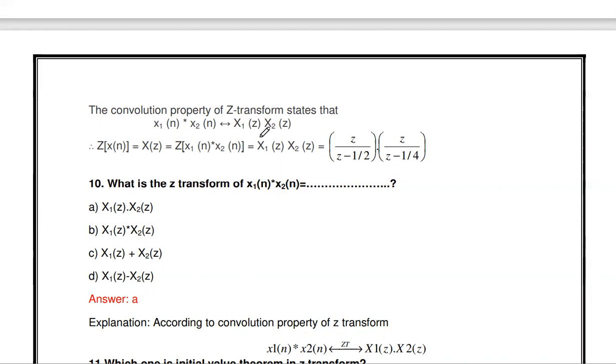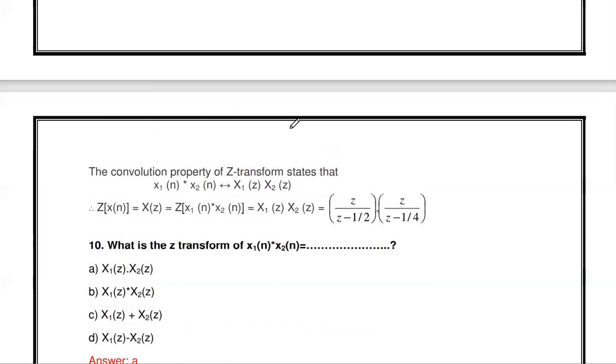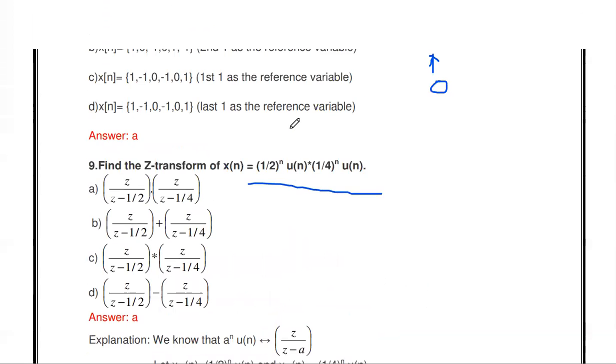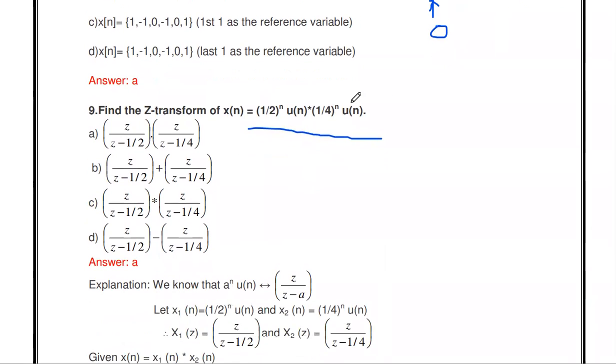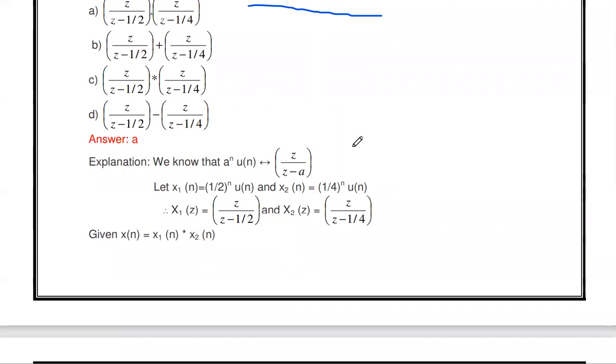Here X1 of Z is the Z transform of the first sequence, and X2 of Z is the Z transform of the second sequence. So if you take a convolution in time domain, it is transformed into multiplication in the Z domain. Here, what is the first sequence? (1/2) to the power n u of n. The second sequence is (1/4) to the power n u of n.